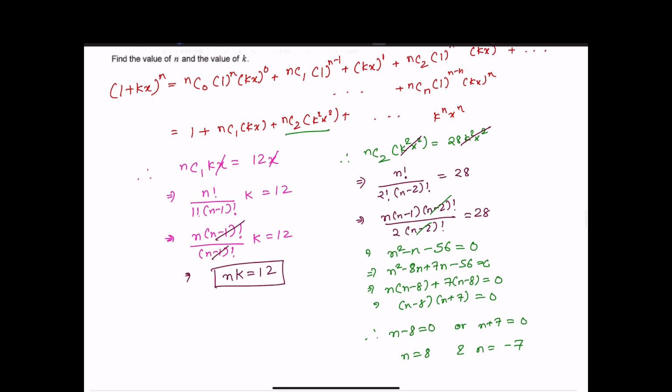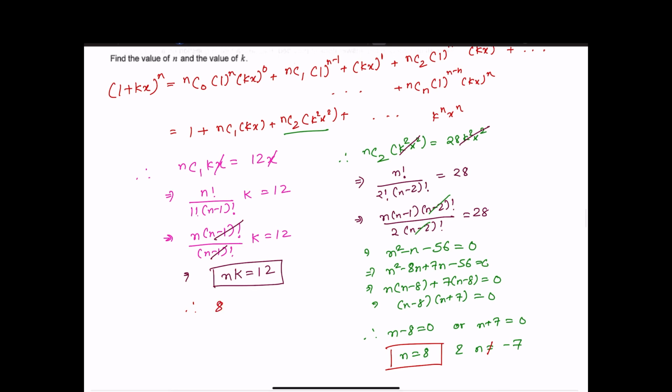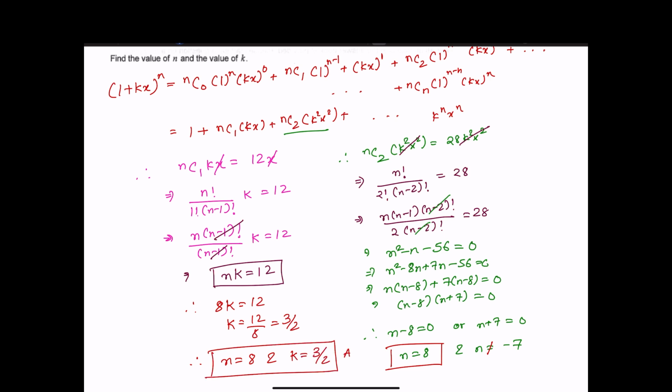Now see, whenever you're writing nCr, n cannot be a negative number. So n equals minus 7, I can eliminate this. So I'm only getting n equals 8 from my solution. Now how do I get k? So just plug in n in this equation. So 8 times k would be equal to 12. So k would be 12 over 8, right, which is 3 over 2. Finally, you're getting n equals 8 and k equals 3 by 2. So this will be the answer to this question.